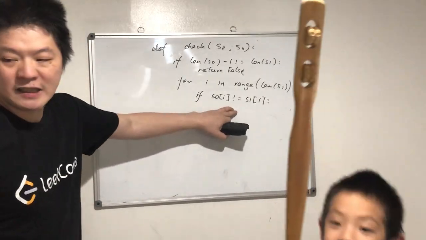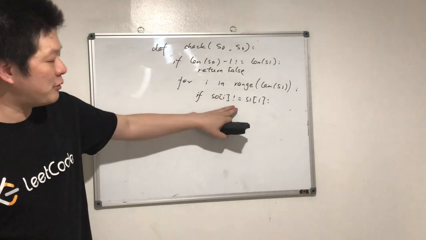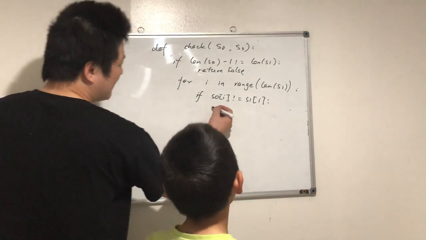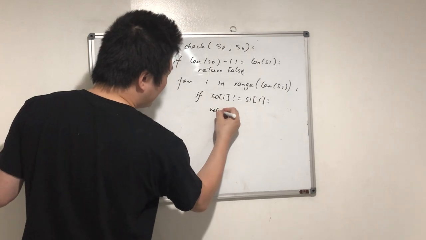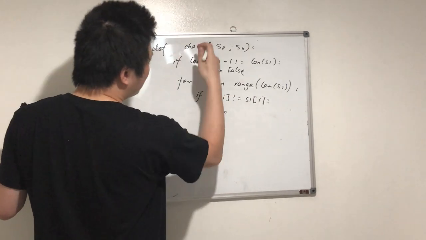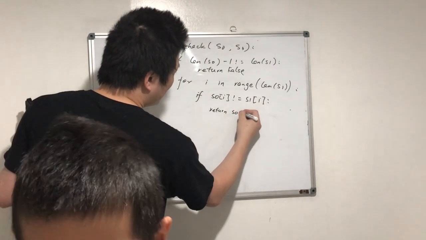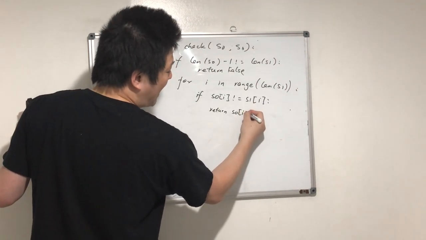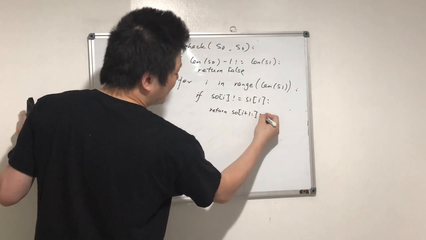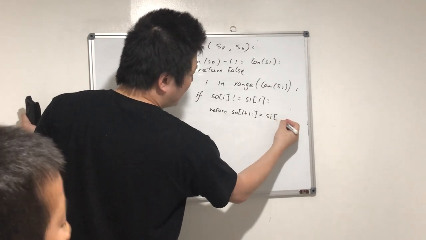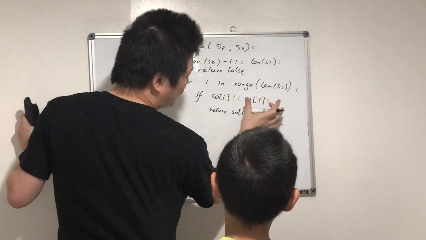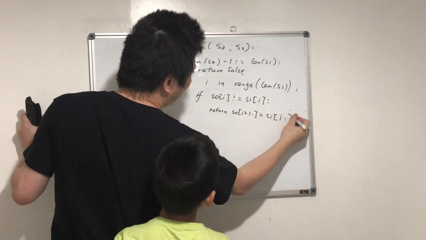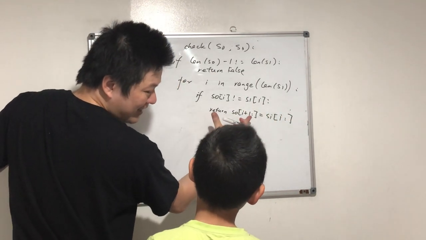Look, this is the bit that mismatches. When we have a mismatch here, that means all of the others need to be the same. So then return what? S0 is the longer one, so S0[i plus 1:] equals what? S1[i] or i plus 1? The shorter one, i. I plus 1 is the longer one, right?